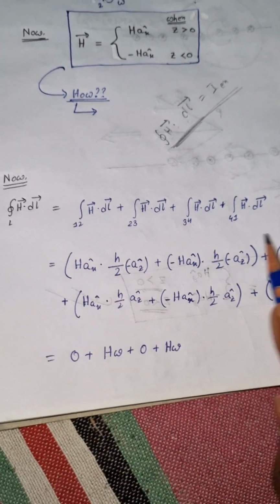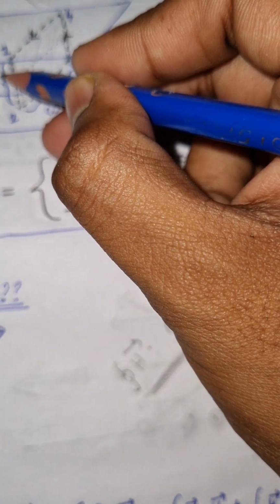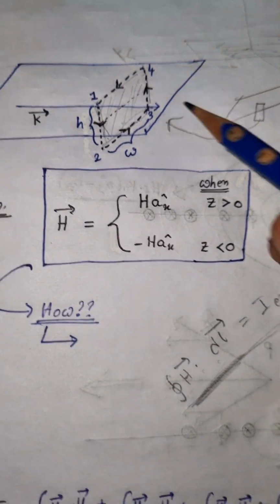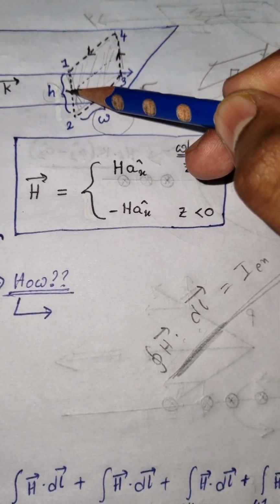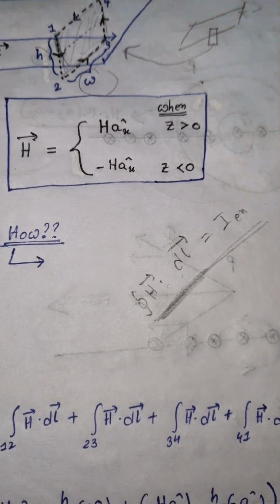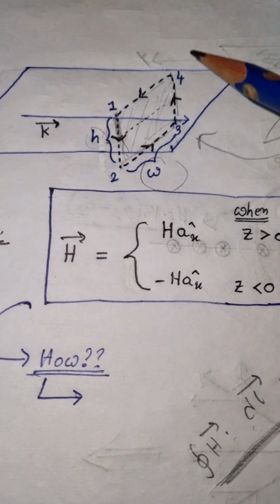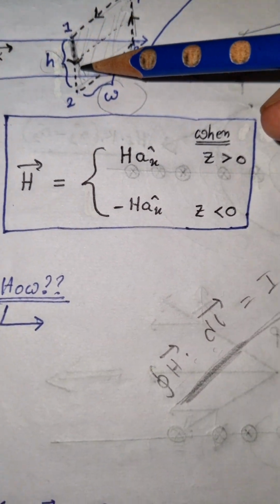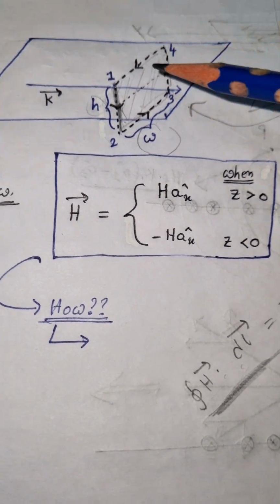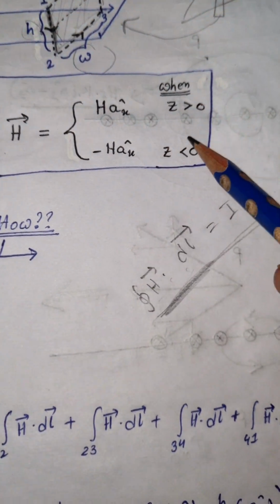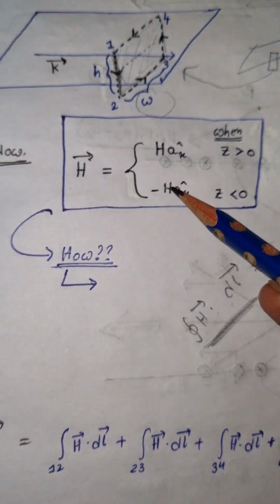See, now H dot dl for 1 to 2. See, this height is small h, and this width is small w. So in Ampere's law, the path must be symmetrical and uniformly distributed along the element. So this is h by 2 and this is h by 2. Okay, and this is directed in minus az cap direction, and you see for z greater than 0 it is positive ax cap, and for z less than 0 minus ax cap.